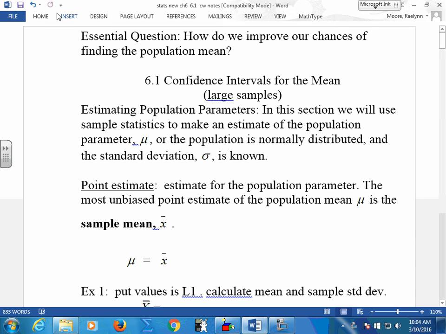What we're looking at here, we're starting with confidence intervals for large samples. However, they're large samples, I should change this. It's for when the standard deviation is known. It's whenever the standard deviation is known that we're going to be able to do this.